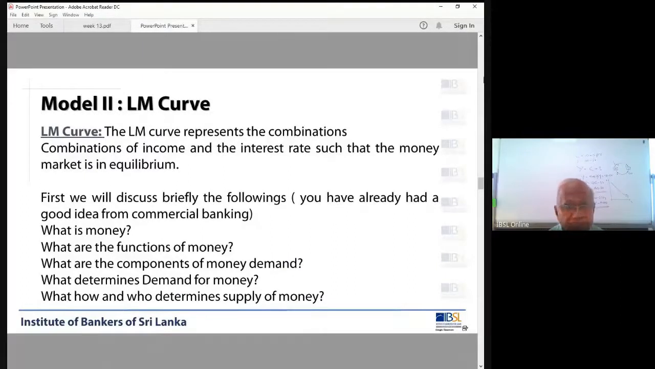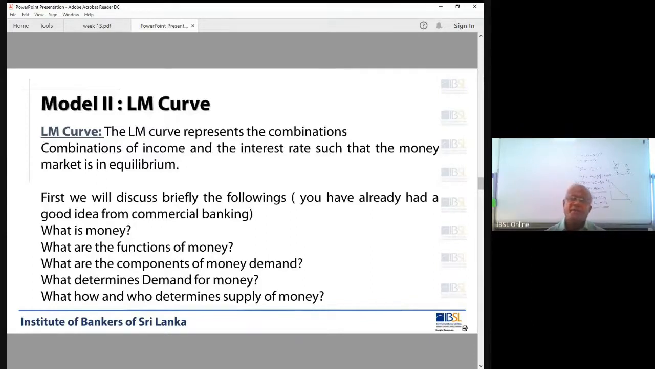LM curve. Model 2 LM curve. Model 2 IS curve we derived. What is the LM curve? The LM curve represents the combinations of income and interest rate such that the money market is in equilibrium. Earlier, the goods market was in equilibrium, the IS curve. Here, the money market is in equilibrium.